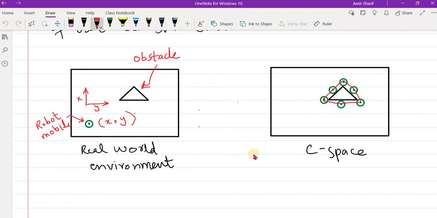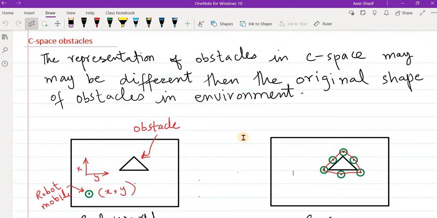So you can also say that in C space the obstacle has changed, it has become bigger. How much bigger? Equal to the radius of the robot in every direction. That's what I'm trying to say here: the representation of an obstacle in C space may be different than the original shape of the obstacle in the environment.